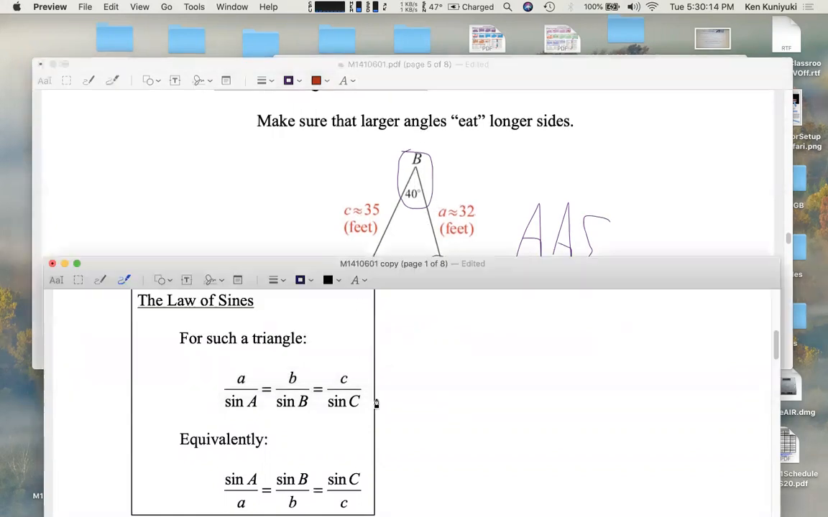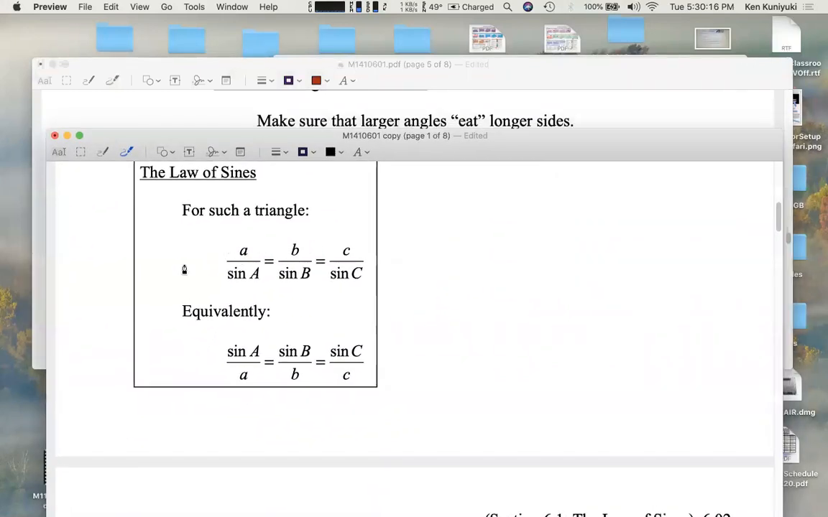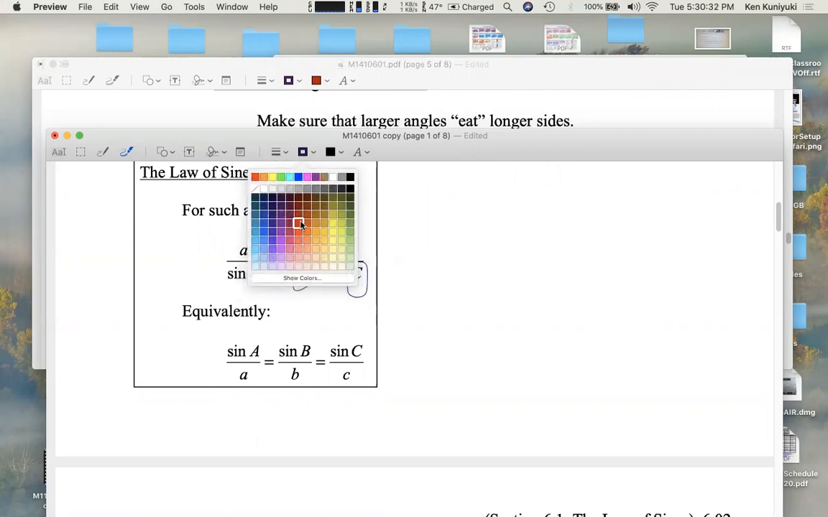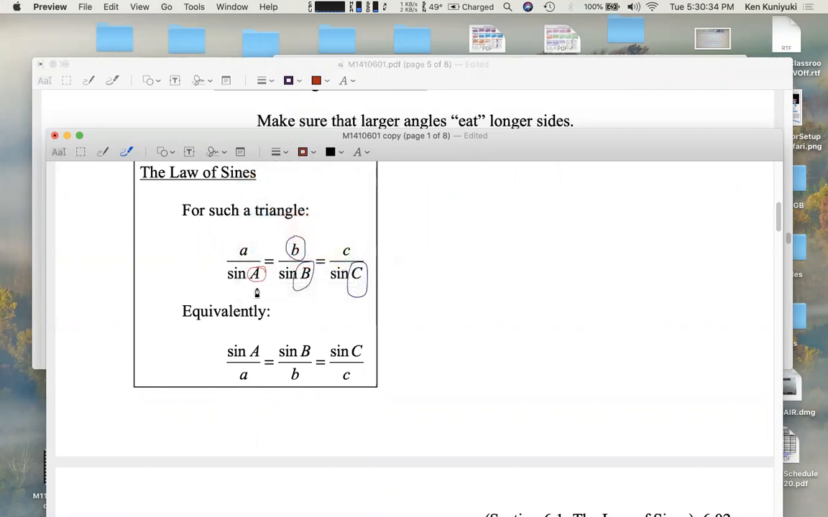So in the AAS case, I'll look at the top version of the law of signs. This is what we used. So I gave you angle big B, angle big C, and side length little b. Anytime you're given two angles in a triangle, you can find the third by using the 180-degree rule. So we can find this angle. And since this is a known ratio, you can set this equal to this part to solve for little a, set this equal to this part to solve for little c, and you can solve the triangle.